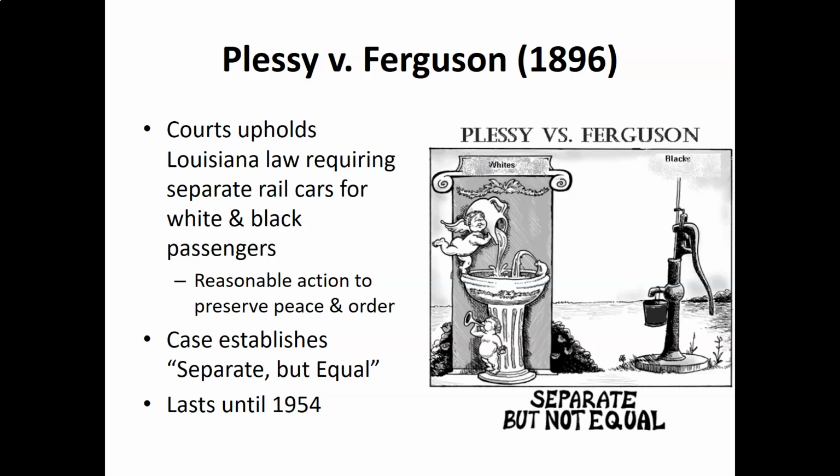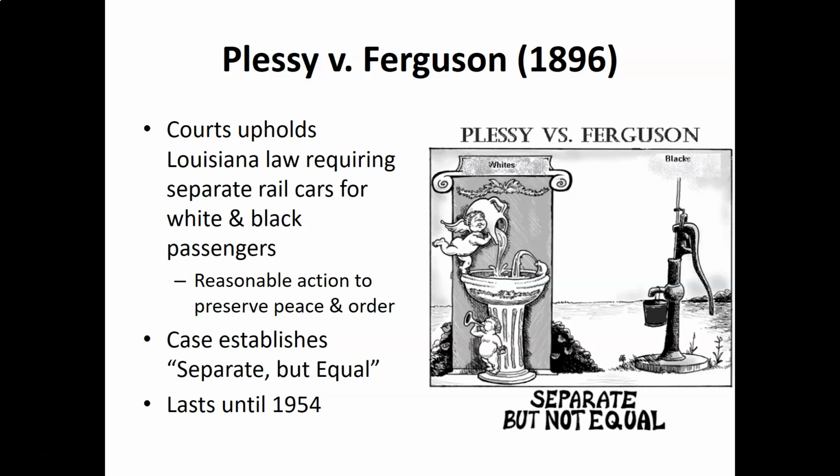but equal. And the court upholds the Louisiana law that says there have to be separate train cars for whites and blacks. And they say it's a reasonable action. The Supreme Court said it was a reasonable action at the time to preserve peace and order.